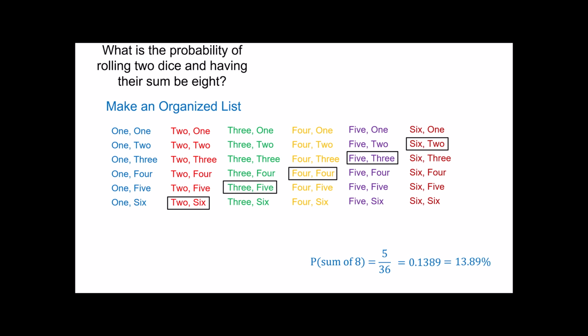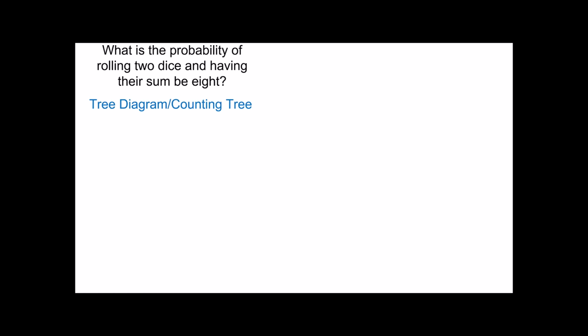Now, this is a tedious and time-consuming proposition. It is not the only way that you can make this list. Some people get frustrated because they keep having to write the same thing over and over again. There are some other methods we can use that may not be as easy to see or write, but they do allow us to maybe do it with a little bit less work. Let's look at a couple of those. I could ask this exact same question and use a tree diagram or a counting tree to help me in organizing my thoughts. The counting tree goes like this.